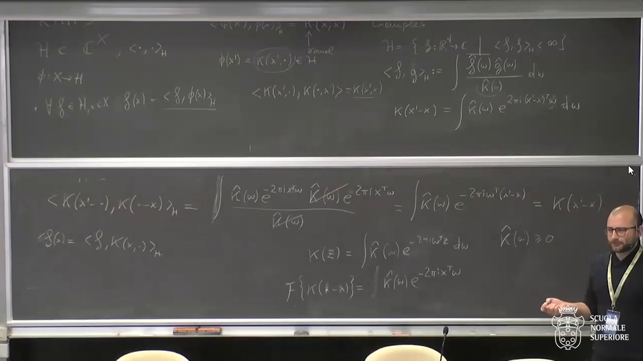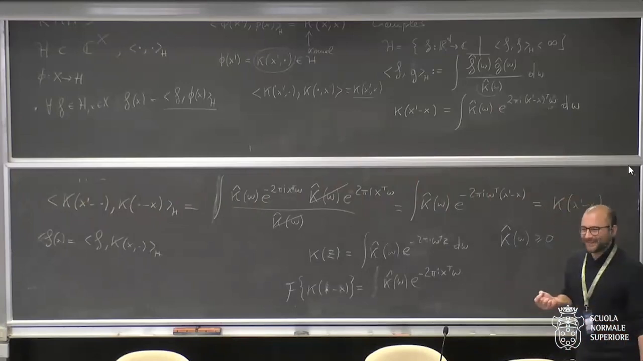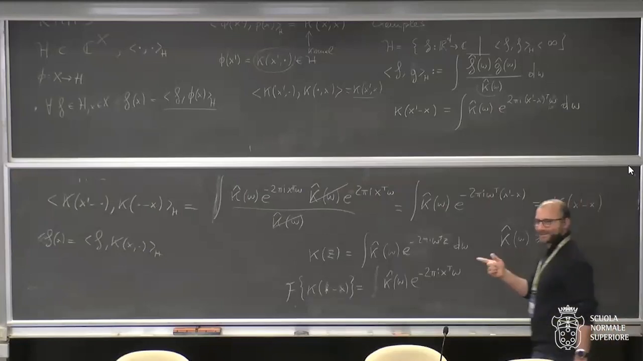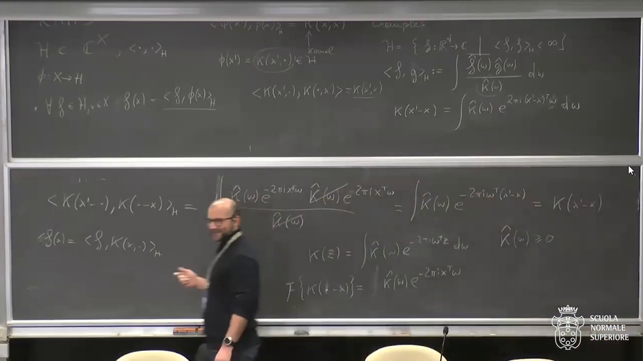I think it's a stupid question. I'm happy because I can answer. We define k of x prime minus x as the integral of e to the 2 pi i, and then we define it with e to the minus 2 pi i. I told you already that surely I put the signs wrong somewhere. But you can do the same proof. I invite you to do the same proof, putting the right signs everywhere, and it will work.